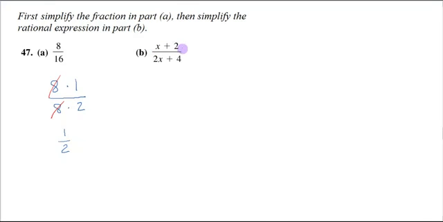Here, we have x plus 2 over 2x plus 4. Now, what you cannot do is cancel those x's. You can't cancel these 2's or cancel this 2 into this 4 because, and write this down, you cannot cancel terms. Now, terms are things that are added and subtracted from each other. Since these things are being added and subtracted from each other, we cannot cancel them. You can only cancel factors.